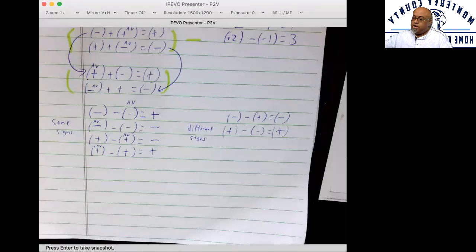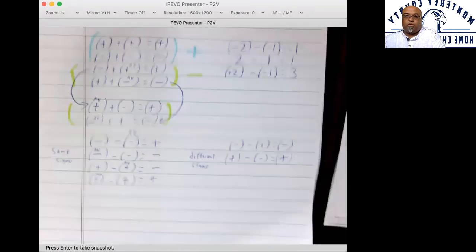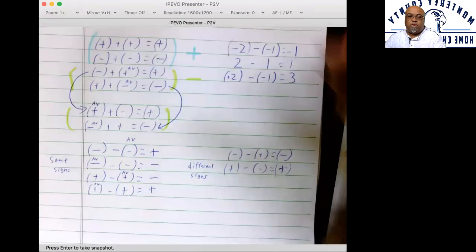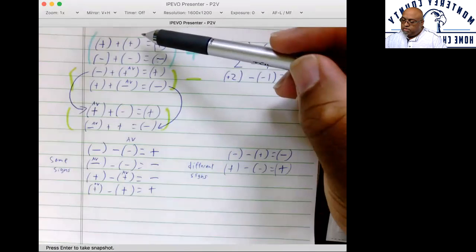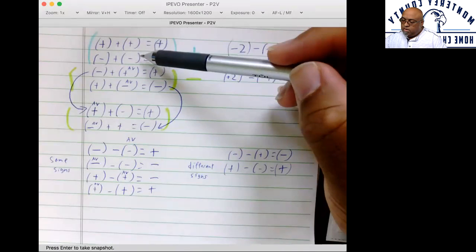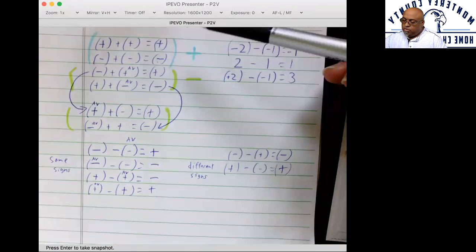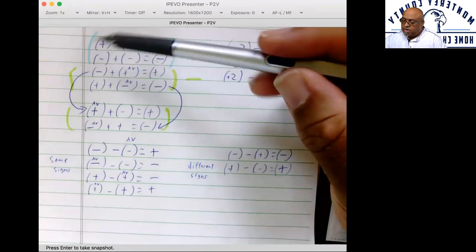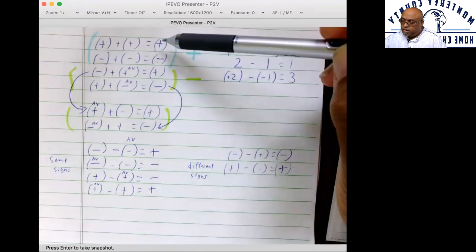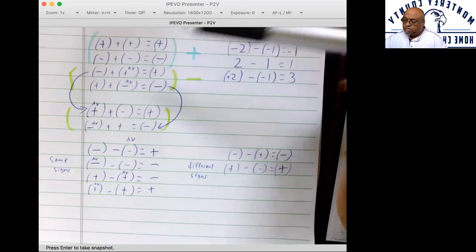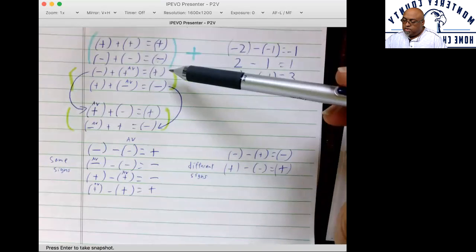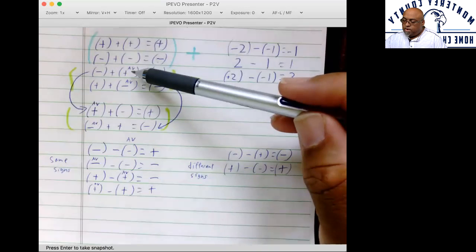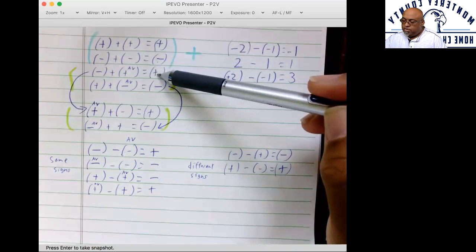Now I wanted to talk about how subtraction works. Let's just review how we said addition works. If the signs are the same, do what the operation says, so we add. Two positives give a positive, and two negatives give a negative. If the signs are different, do the opposite operation, and we subtract. The one with the greater absolute value determines the sign of the answer.